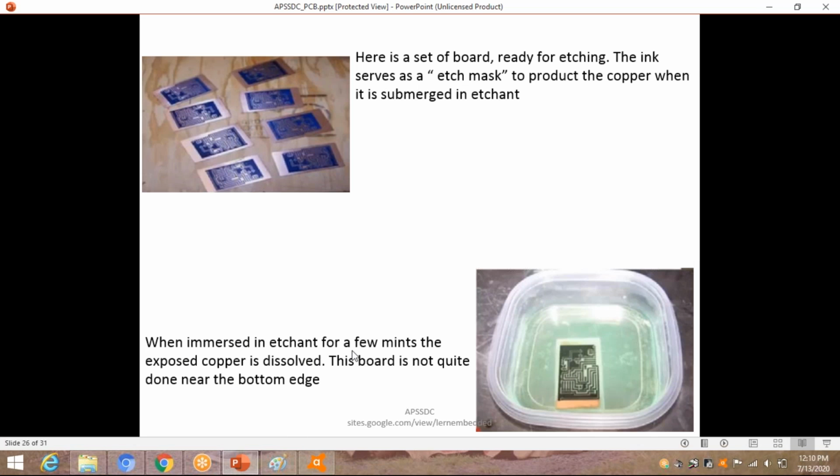When immersed in etchant for a few minutes, the exposed copper is dissolved. Etching is nothing but, you can observe here, wherever the ink is present, that is nothing but the copper tracks. Except that area, everything remaining will be etched. Etched is nothing but removed. I am moving to the next slide.